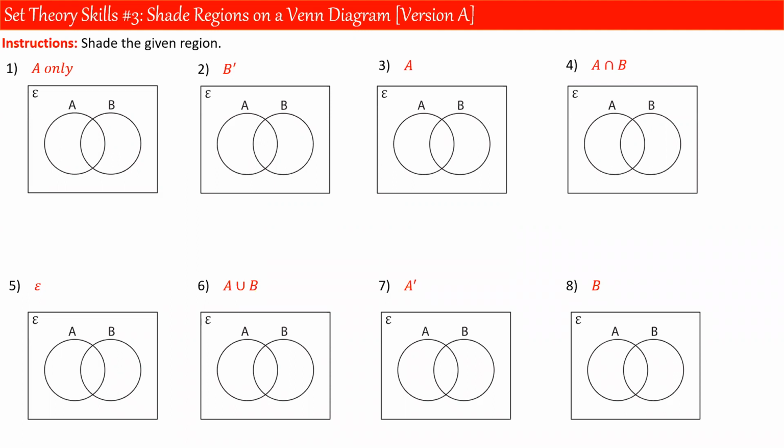I just sent my stuff. Kevin Rule. Very good handwriting. Good stuff. A only is correct. B prime is correct. A is correct. Intersection is correct. Universal set is correct. Yes. Very good. Thank you, Kevin Rule. You got all right.